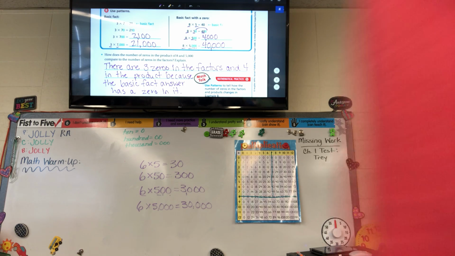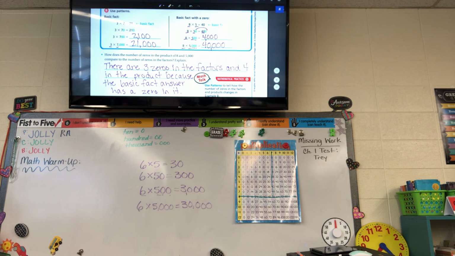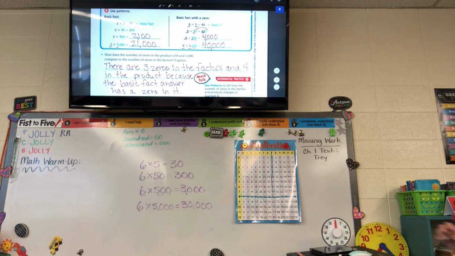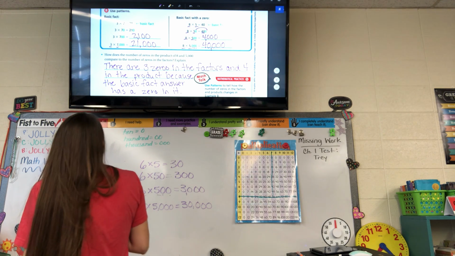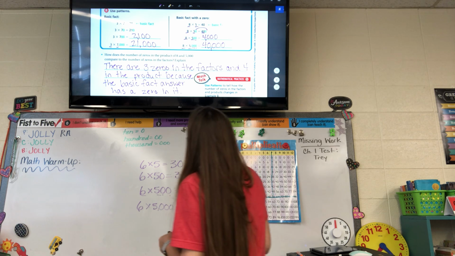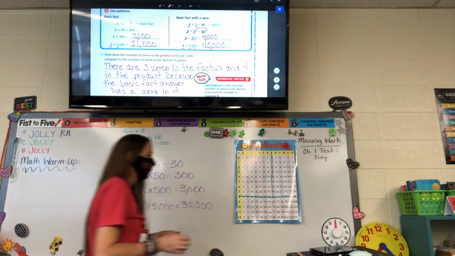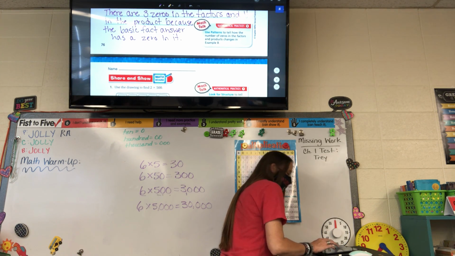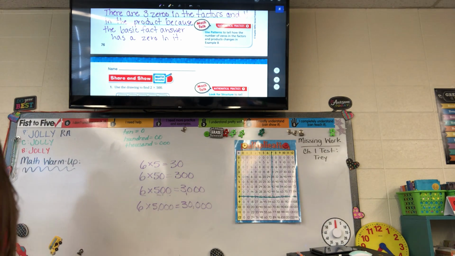Okay. So another 30 seconds or so, and we will move on. So again, it says there are 3 zeros in the factors and 4 in the product because the basic fact answer has a 0 in it. Those that haven't finished can go on and flip over your papers. We're just about done.